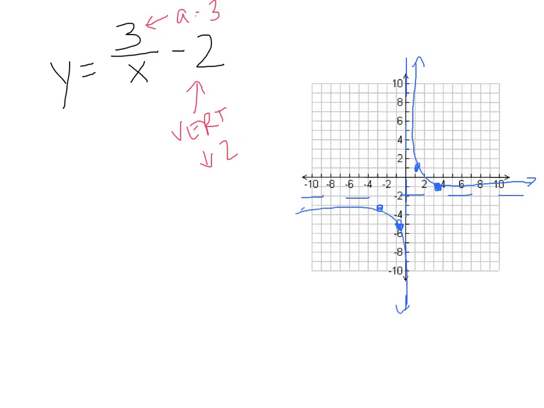So we just went ahead and graphed a rational that has a stretch. Instead of going over 1, up 1, we went over 1, up 3. It's the only thing that's different. This one stayed in the correct two quadrants, the first quadrant and the third quadrant, because it wasn't reflected at all.